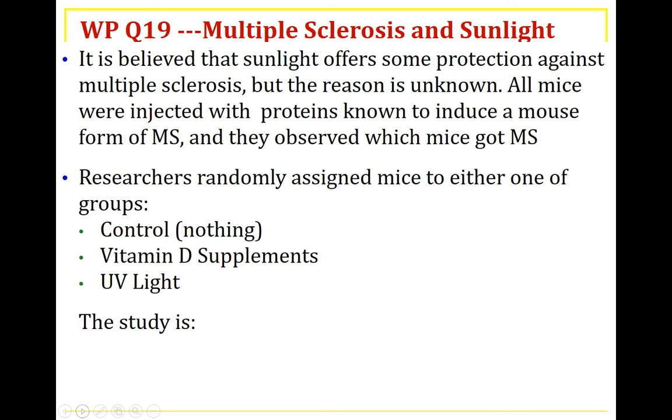Question number 19 here. It says that it is believed that sunlight offers some protection against multiple sclerosis, but the reason is unknown. All mice were injected with proteins known to induce a mouse form of MS, and they observed which ones got MS. Researchers randomly assigned mice to either one of the groups, a control group, nothing going on, or one that got a vitamin D supplement and a UV light. First question is what kind of study this is. Well, this is definitely an experimental study, right? It's not an observational study.